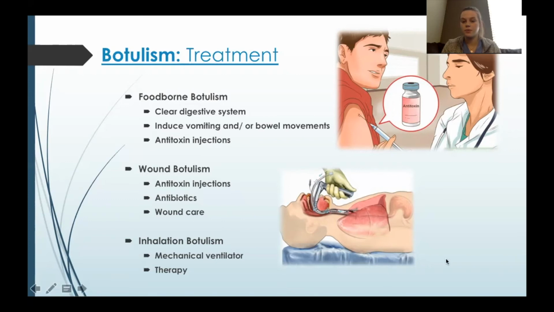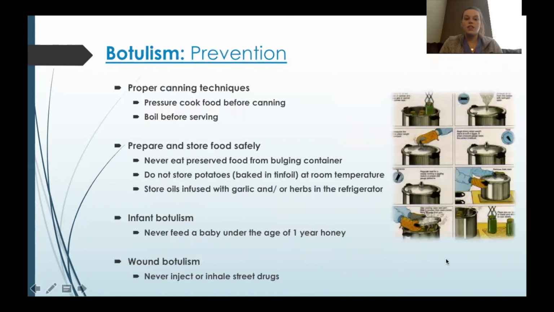For prevention, it's important that when you're canning at home you use proper canning techniques, and for this you use a pressure cooker and you pressure cook the food before canning, and then you can also boil your food before serving it.